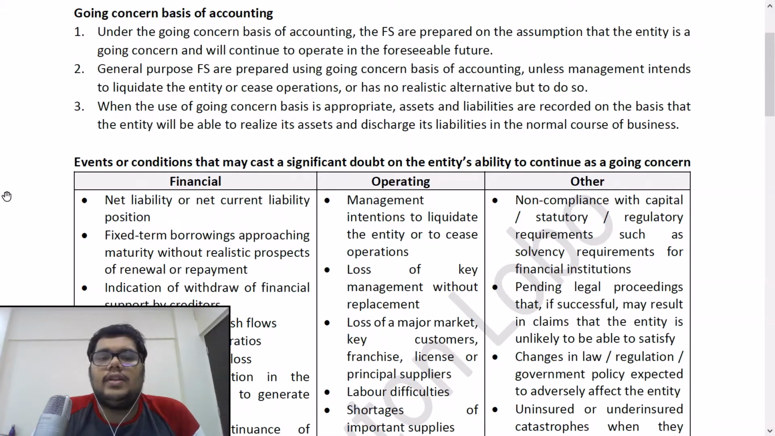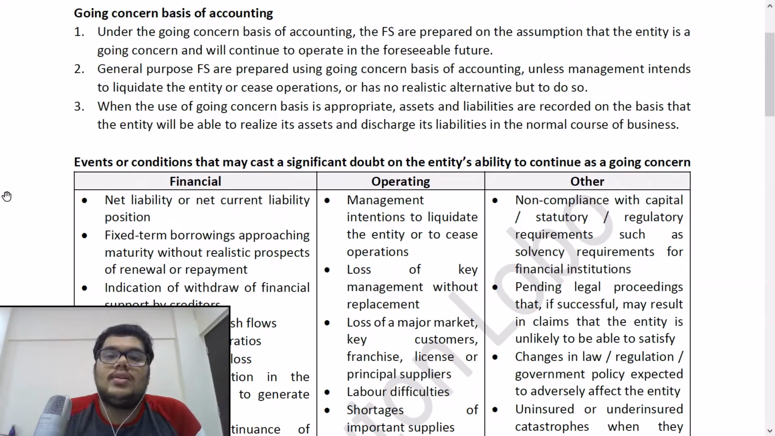Point number 3, when the use of going concern basis is appropriate, assets and liabilities are recorded on the basis that the entity will be able to realize its assets and discharge its liabilities in the normal course of business. So when we are saying that the going concern basis holds true for a certain company, we mean that the assets will be realized in cash in due course of business and liabilities will also be settled by payment in due course of business. There is no reason why our assets will not be realized or why we will not pay off our liabilities. Both the things will happen because the company is a going concern.